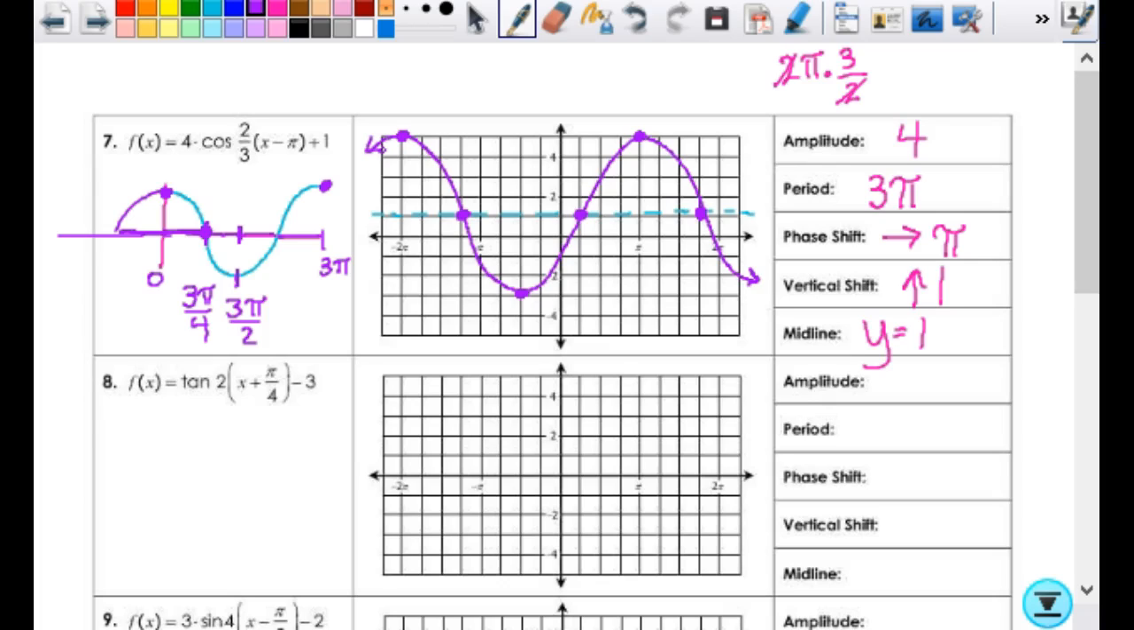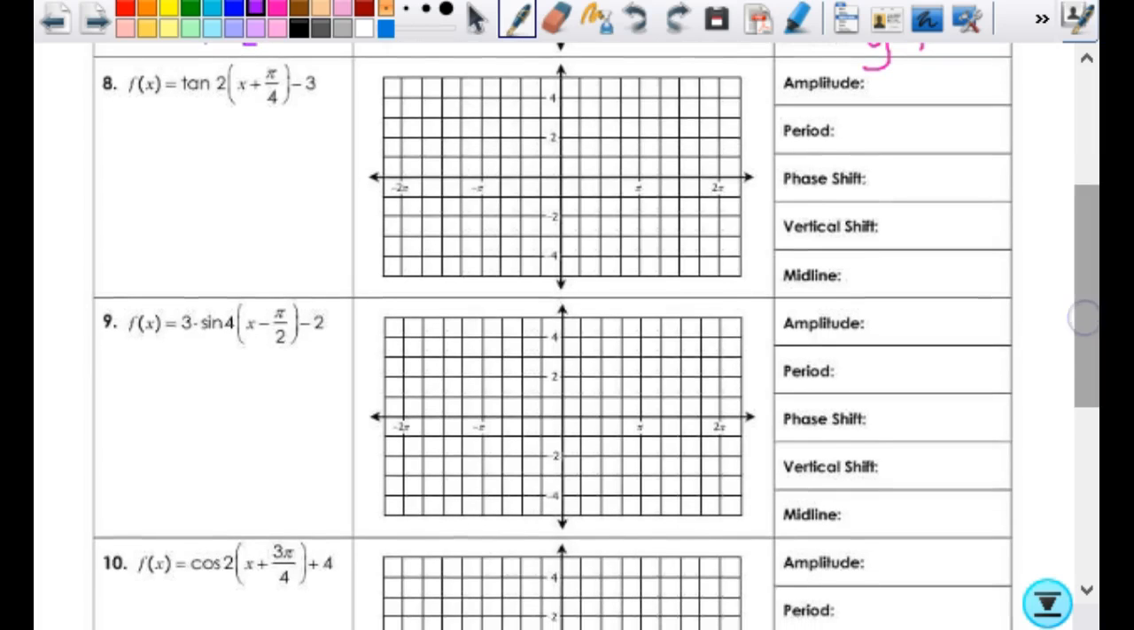We good? All right. Let's look at number 8. Do I even have an amplitude for tangent? No, I do not. But I have a special number that goes right here, and this one happens to be 1. Right? What is the period here? Pi halves. Okay, because I got to divide it by that. We understand why it's pi halves? Okay. Do I have a phase shift? Yes, I'm going to the left, pi fourths. Vertical shift, down 3. So my midline, y equals -3.